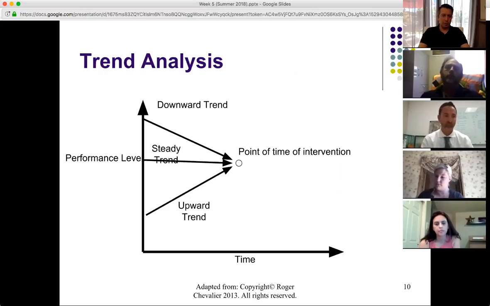And so by doing a little bit of data collection of the problem or opportunity before the point of intervention, it allows us to get the data on the trend. Is it going up? Is it going down? Is it steady? Does it change at certain times of the year with the seasons and things like this?